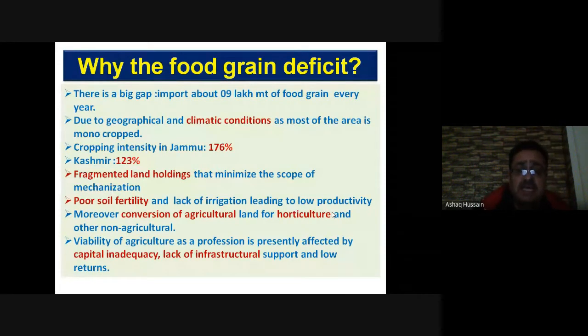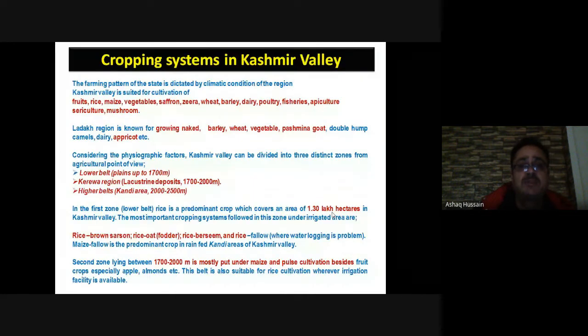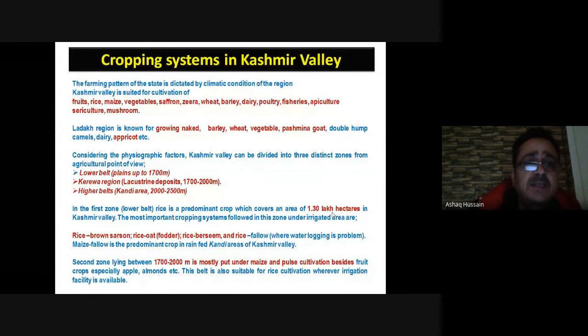The viability of the agricultural profession is becoming problematic because of the lack of capital, money, and infrastructural facilities. Then we also have low income from the field crops. So that is the reason why we are a food deficit state, because of low area under crops, low cropping intensity, climatic constraints, infrastructural constraints, poor soil fertility, and generally the low income from the field crops.